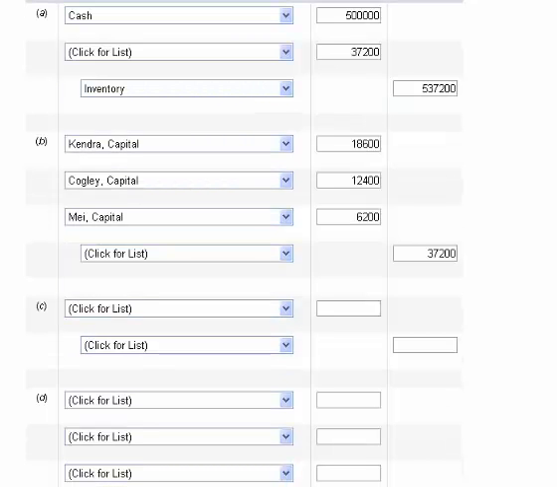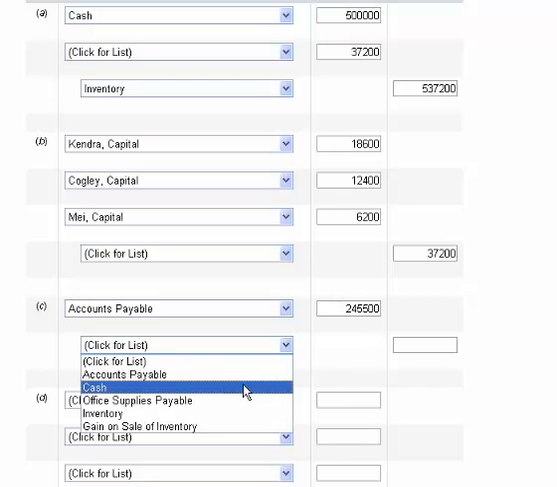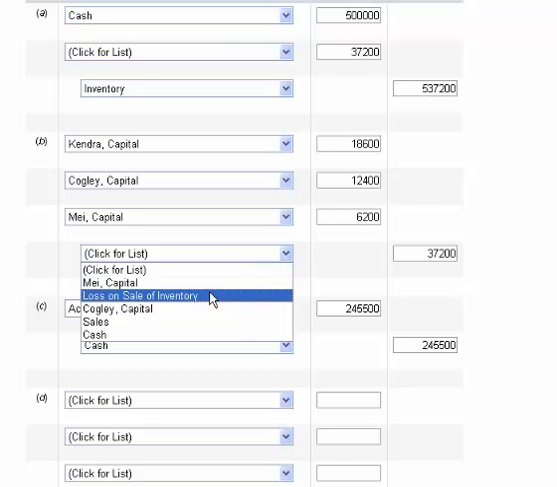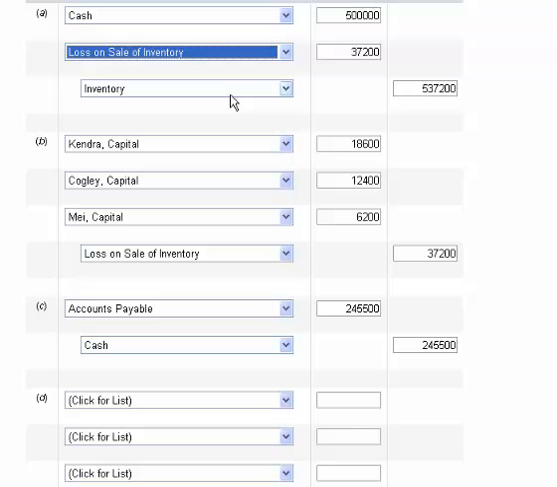Okay, next in this case we need to pay off the payables again, and we would debit accounts payable for 245,500, and we would credit cash for 245,500. Okay? Now in this case I'm not going to go off to Excel, but I'm going to do a quick calculation here. Oh, by the way, I need to jot down that loss, and this was a loss too. I didn't put that in before.